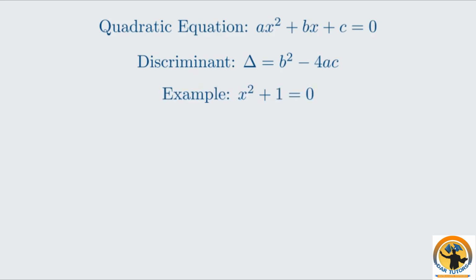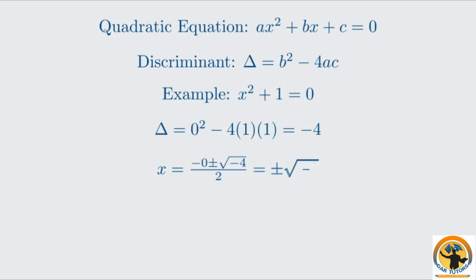For example, consider the equation x squared plus 1 equals 0. The discriminant is negative 4. The quadratic formula gives us x equals plus or minus the square root of negative 1. Historically, mathematicians introduced a new number, i, to represent the square root of negative 1. This number is called the imaginary unit. So we define i as the square root of negative 1.